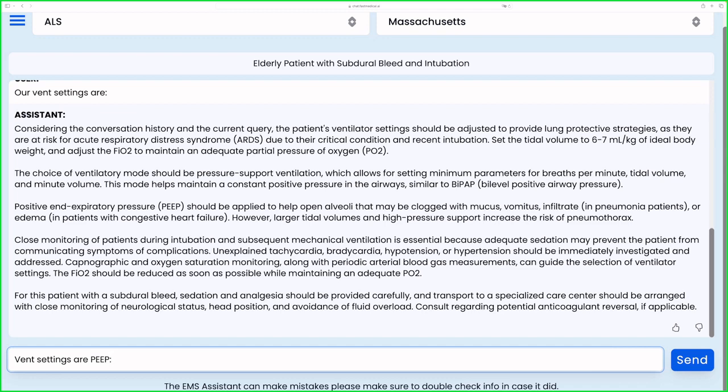So the settings are a PEEP of 5, an FiO2 of 40%, tidal volume of 450, and rate of 12.